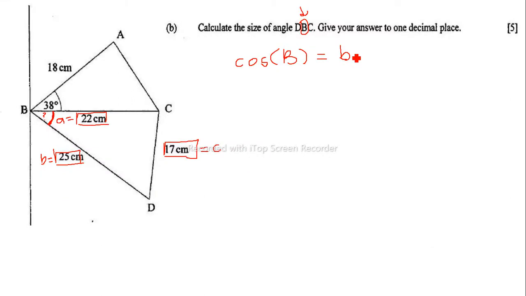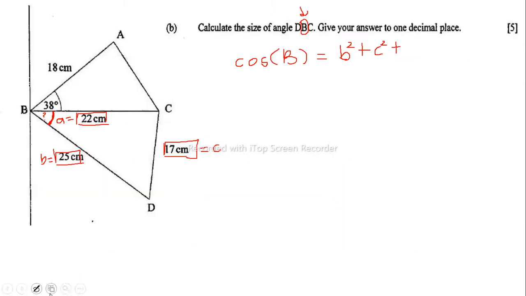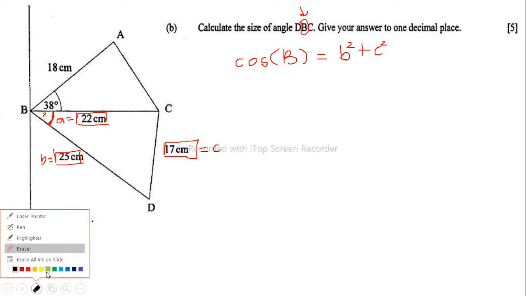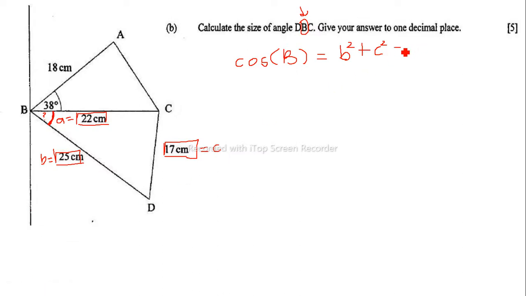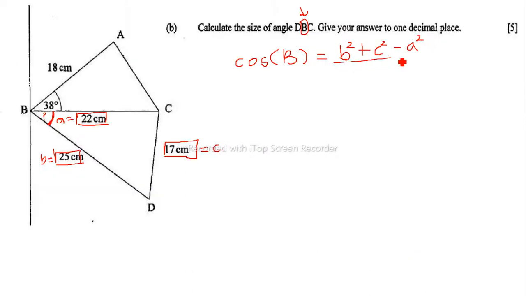You're thinking ahead, Miss Cooper, like that. So B squared plus C squared, minus A squared, all divided by 2BC.